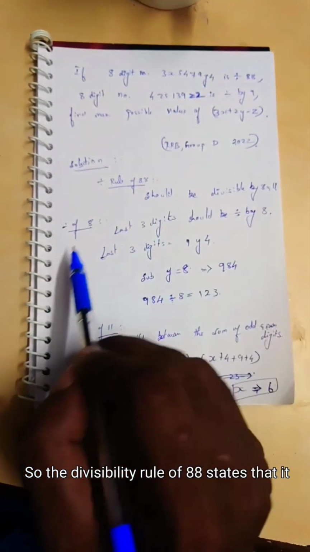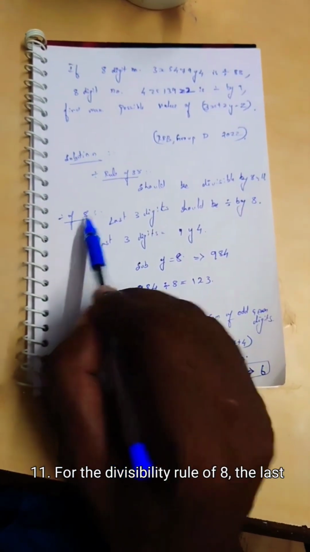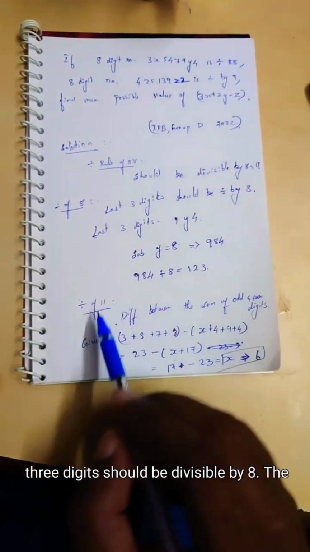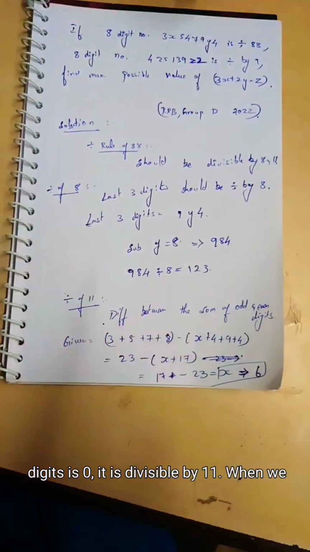So the divisibility rule of 88 states that it should be divisible by both 8 as well as 11. For the divisibility rule of 8, the last 3 digits should be divisible by 8. The divisibility rule of 11 says that when the difference between the sum of odd and even digits is 0, it is divisible by 11.